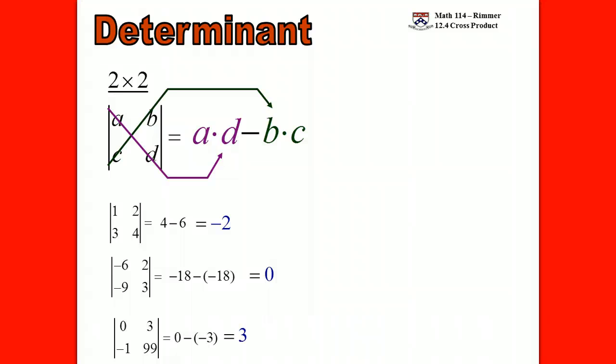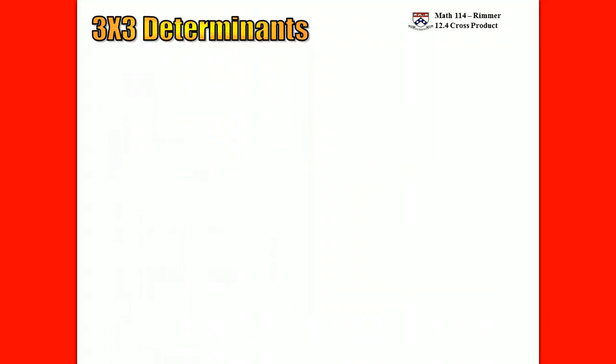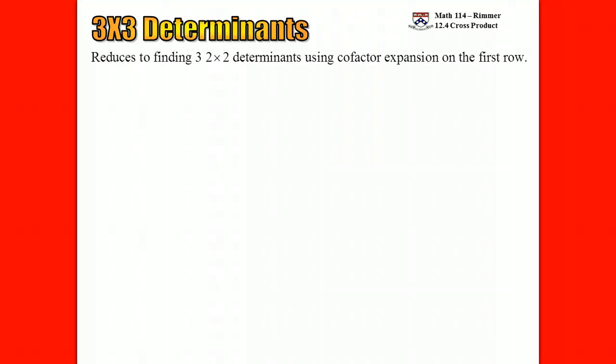All right, great. So here's the deal. When we do cross products, it'll boil down to us calculating 3 of these 2x2 determinants. So it comes from a 3x3 determinant. Let's talk about how we calculate a 3x3 determinant. There's more than one way. I'll show you 2 ways. But the main way is what's called cofactor expansion.